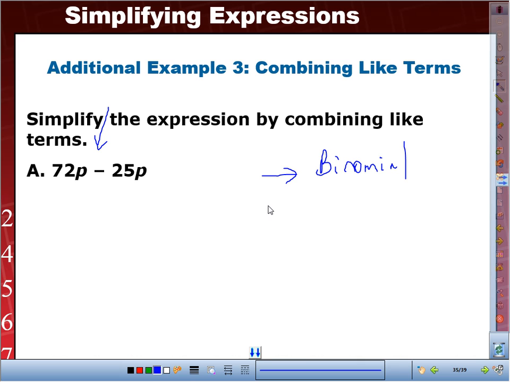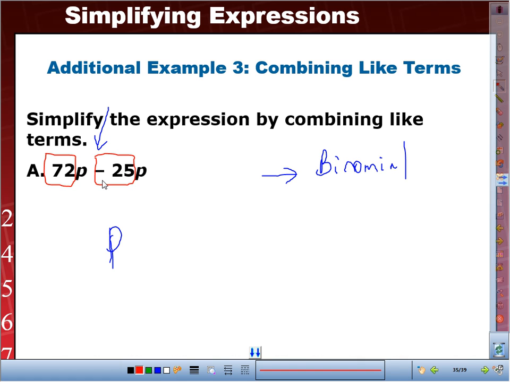I still haven't practiced with degree. Right now I'm practicing by terms. Okay, so two terms. Are they alike? Yes. If they're alike, then we just write whatever they have alike, and we're going to focus on the coefficients. The coefficient for this one is 72. The coefficient for this one is negative 25.